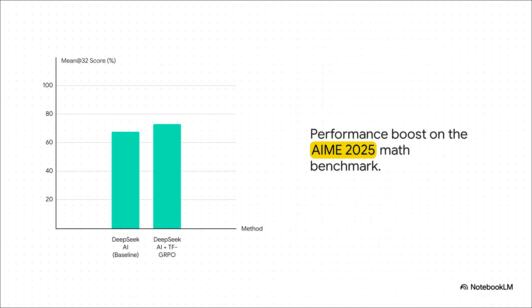And for that tiny, tiny cost, you get a serious performance boost. On this really difficult AIME math benchmark, the baseline DeepSeek AI scored about 68%. After just applying the GRPO method, its score jumped to over 73%. That's a 5.4 percentage point gain, which is a massive leap in performance on a test this tough.